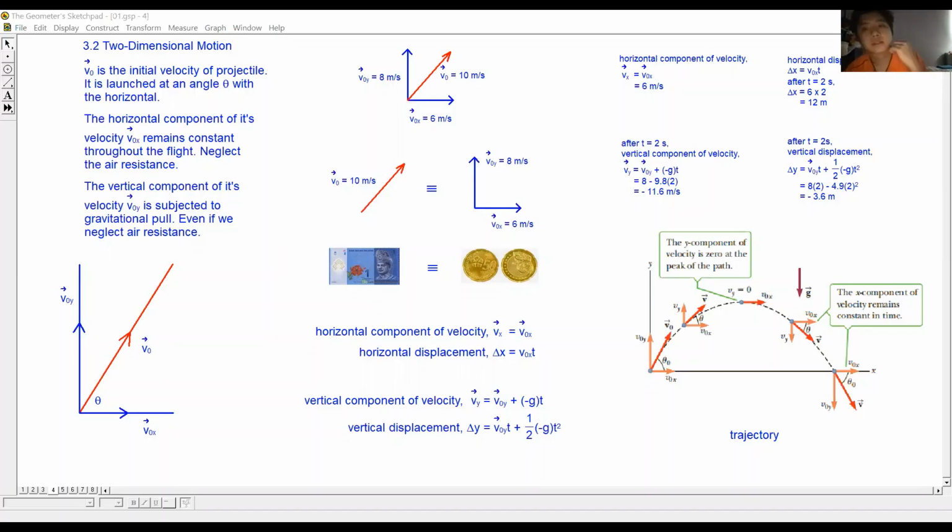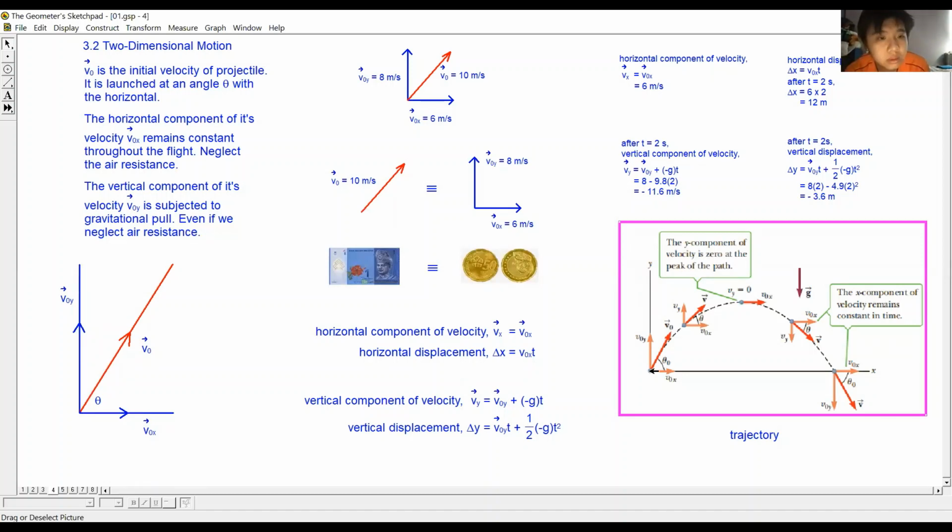We are going to do something more interesting. It is two-dimensional motion. Okay, what is it all about? Yeah, something like this, right?